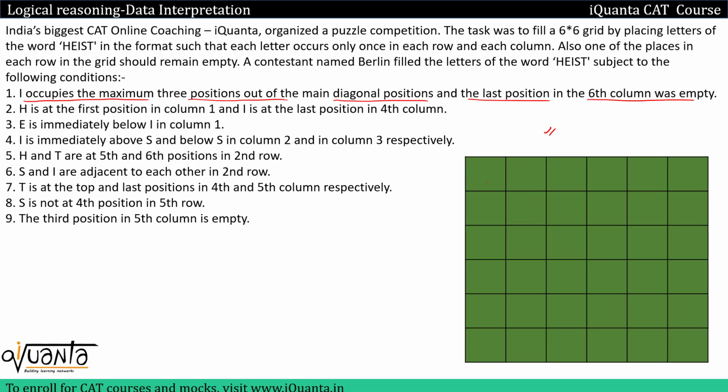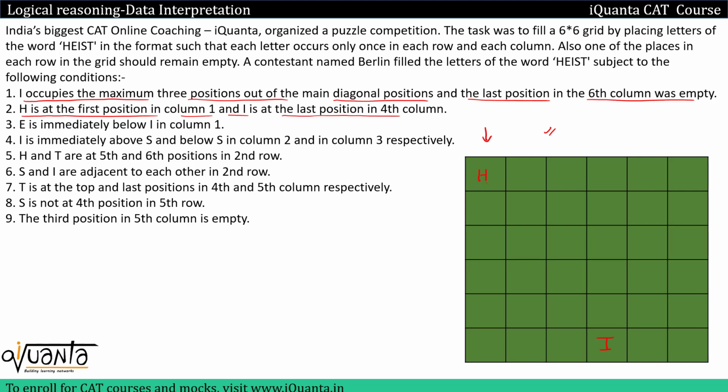If I come to the next clue, we have H is at first position in column 1 and I is at last position in fourth column. So H is at first position in column 1. We have column 1 over here. This is the first position. I'll place H over here. And I is at last position in fourth column. So fourth column, last position, I will have I over here.